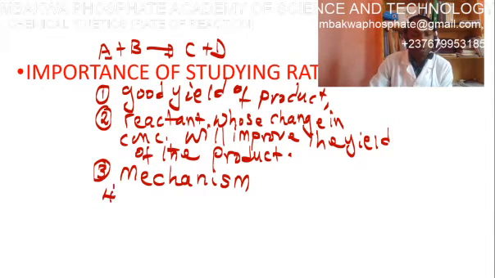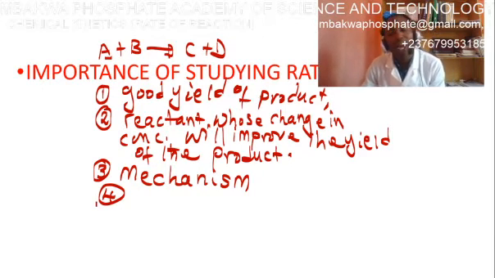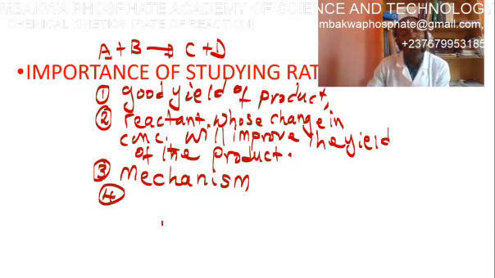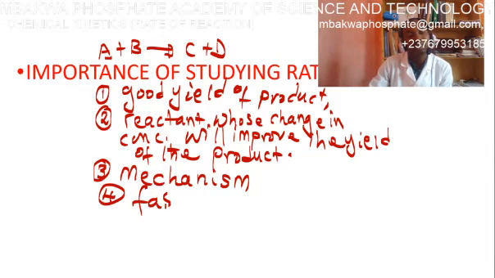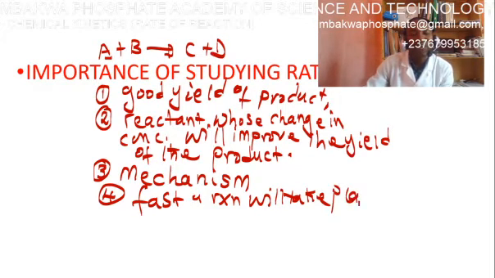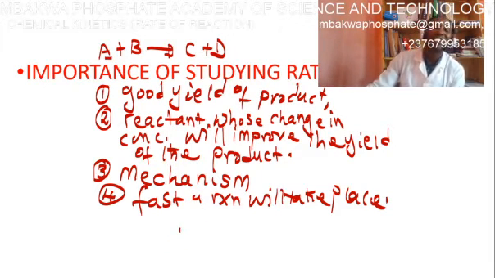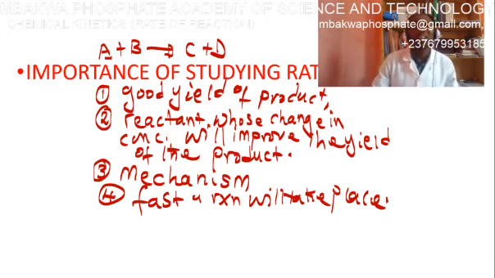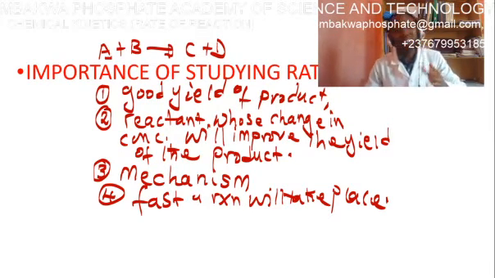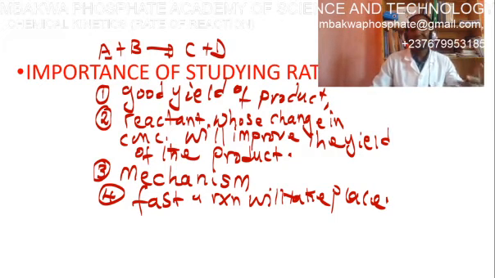Number four. Why is the rate of a reaction also important to us? It helps us to know how fast a reaction will take place. There are many reactions that will take years. For example, the rate at which a tree is growing. It takes years for a tree to grow.